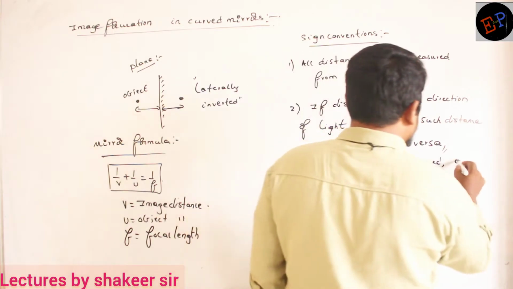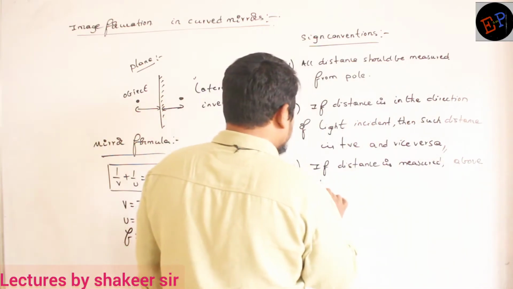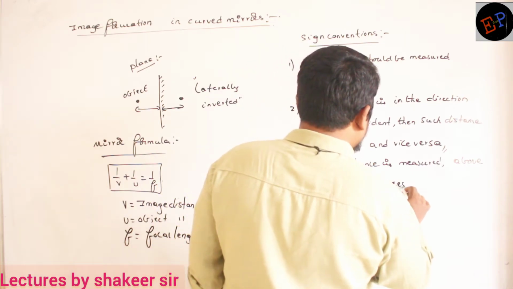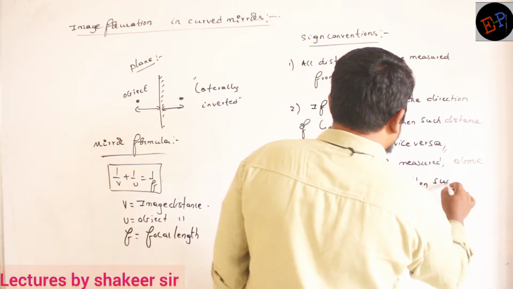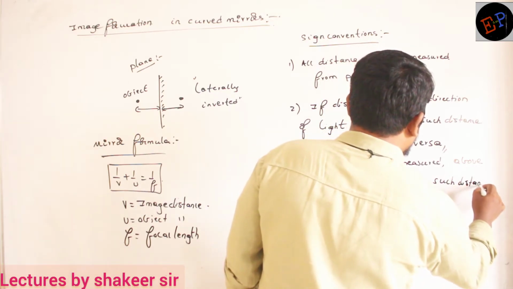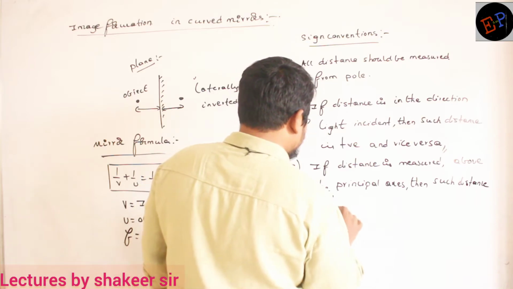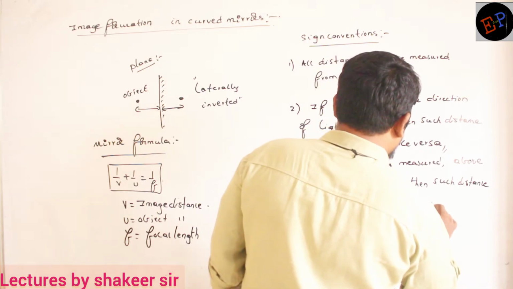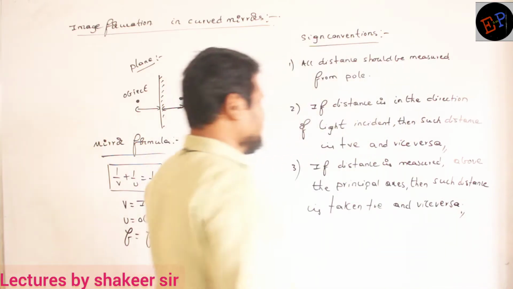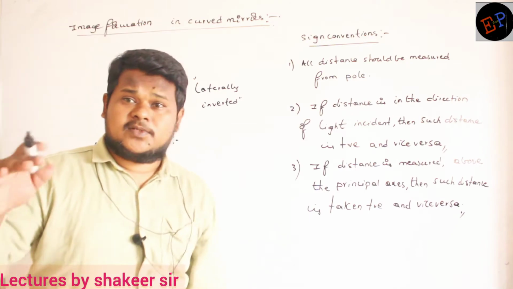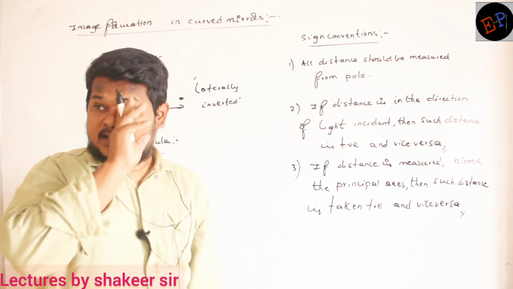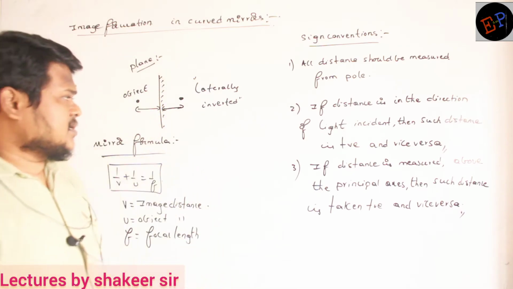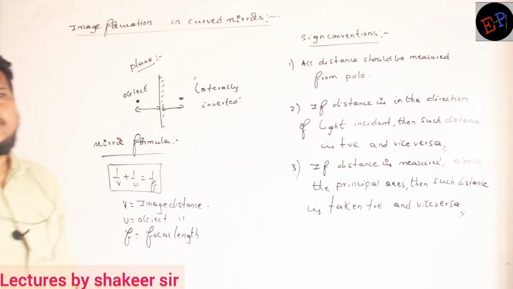Third point is that if distance is measured above the principal axis, then such distance is taken positive, and vice versa. So if I measure this distance above the principal axis, then such a distance should be taken positive, otherwise you have to take negative. Are you able to understand? So these are the sign conventions which we have in the case of curved mirrors.